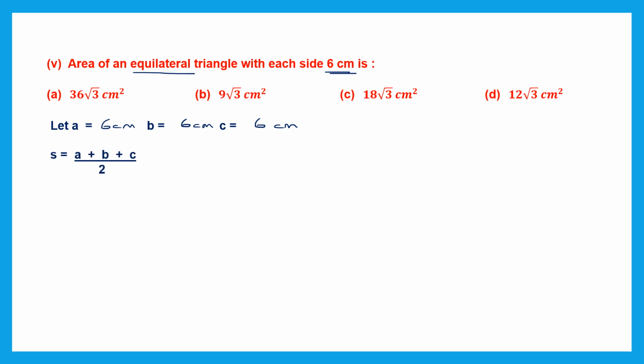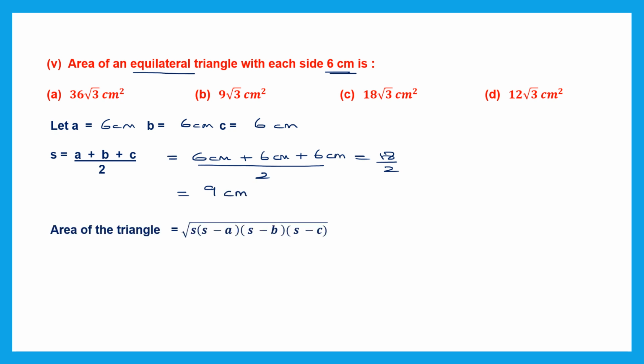Now we have to find the semi-perimeter if we're using Heron's formula. The semi-perimeter means A plus B plus C, that is, A is 6 centimeters, B is 6 centimeters, and C is also 6 centimeters. Add it all up, divided by 2. 6 3s are 18. So we have 18 centimeters divided by 2, which is 9 centimeters. So the semi-perimeter is 9 centimeters.